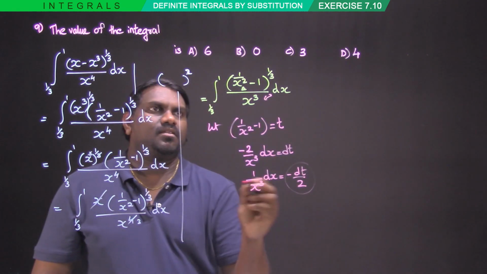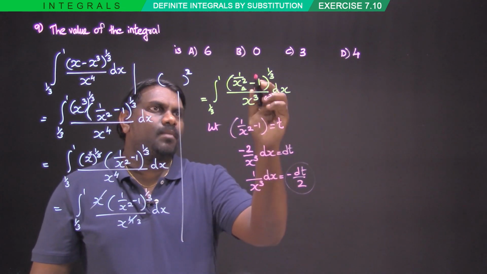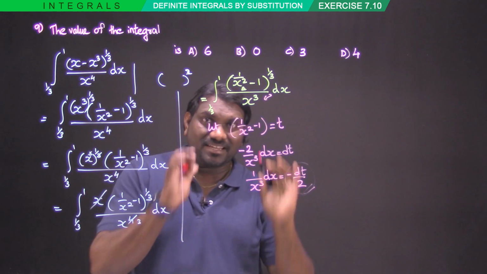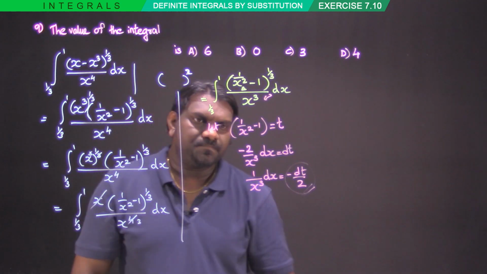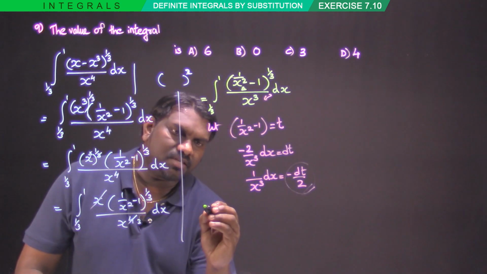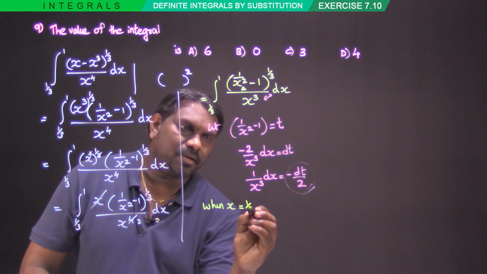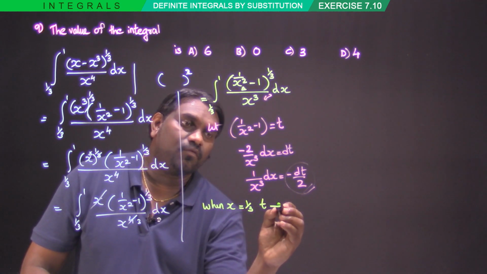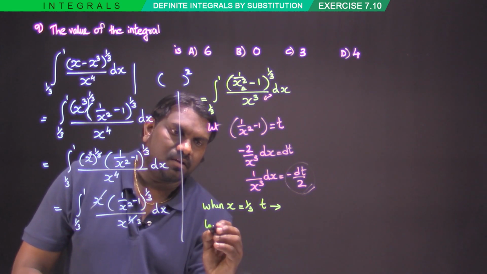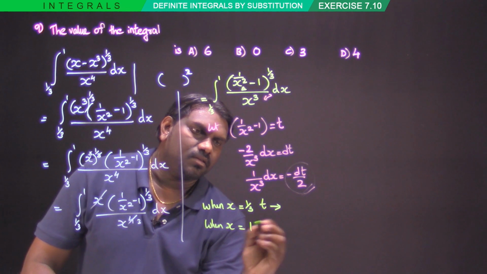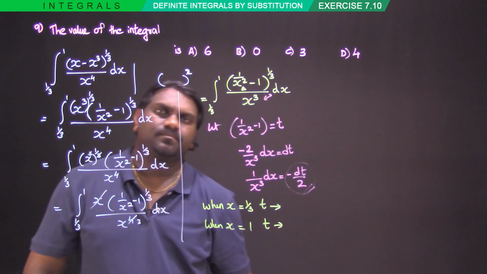Yes, now I can put it this way, 1 by x cube dx. Fine, so that's the logic. Okay, now one more thing is there. When x is equal to 1 by 3, what is the value of t? When you go for substitution, you need to know this, right? And when x is equal to 1, t is equal to what?